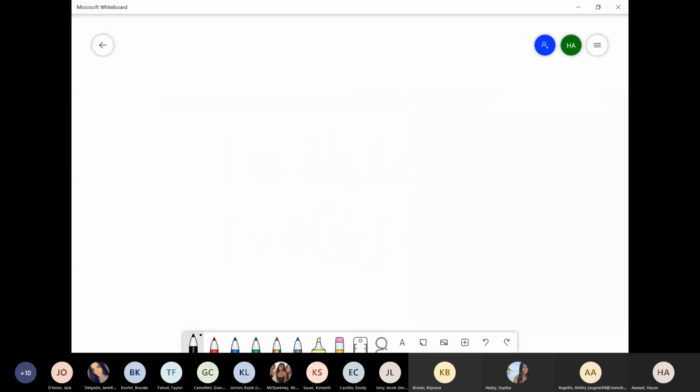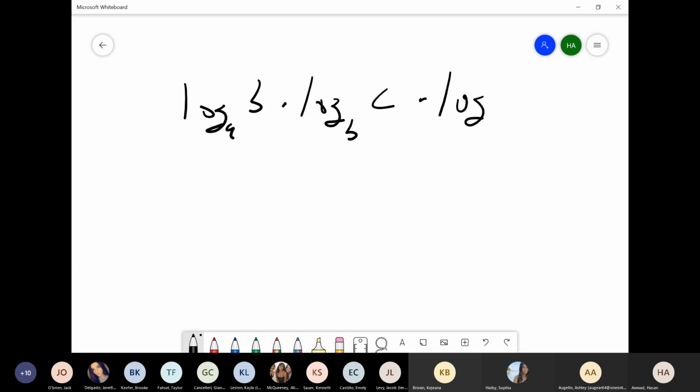So I'm going to do 109D here. Okay, so we have log base A of the value B, times log base B of the value C, times one more logarithm with the base C on the value A.